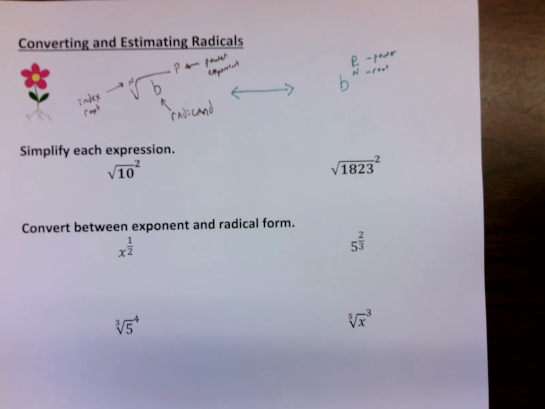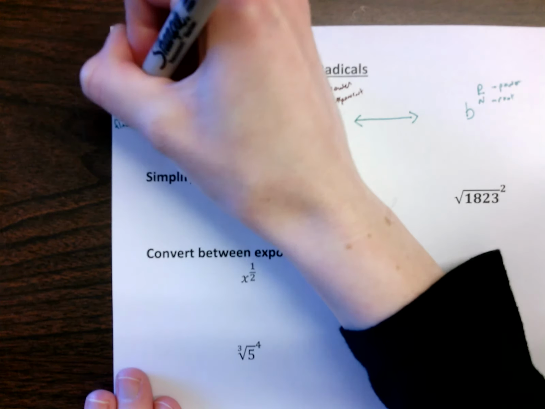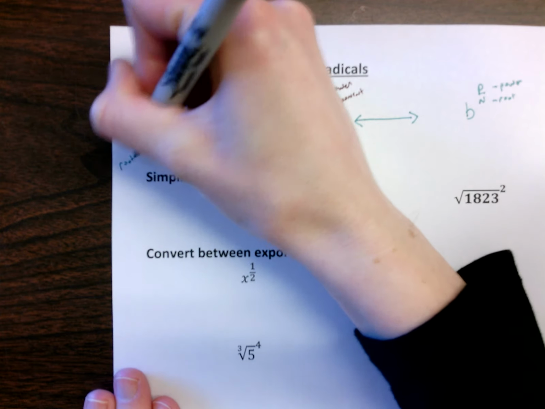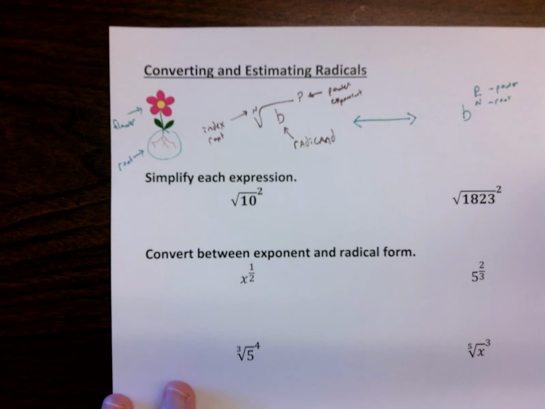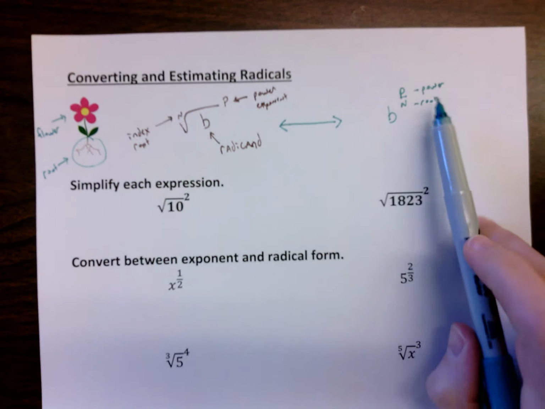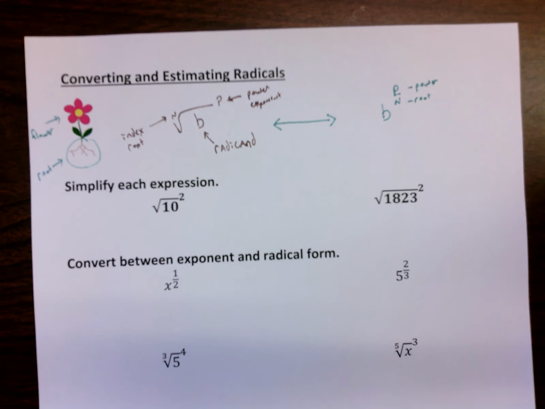Well, the way that I can remember what order they go in is I just think of a flower. Because in a flower, the flower part is up top and the roots go on the bottom, right? Those are the things that grow below the ground. So the flower is on top of the roots, just like how here the power goes on top of the roots. So it's always power over root.